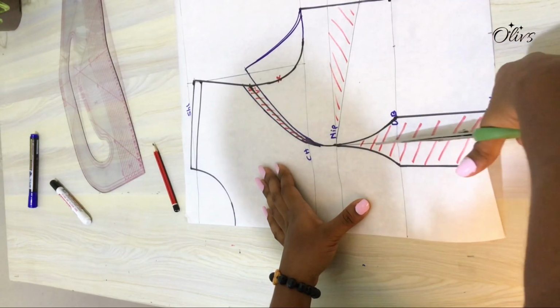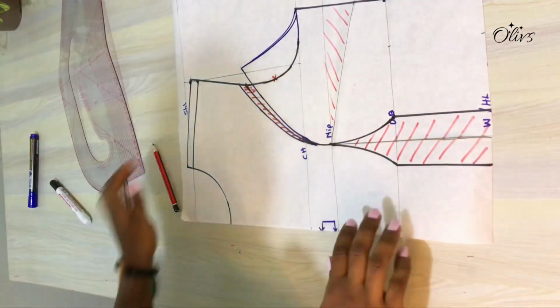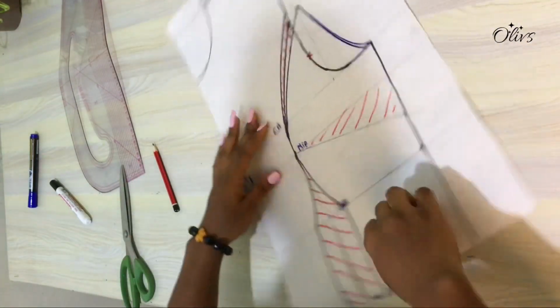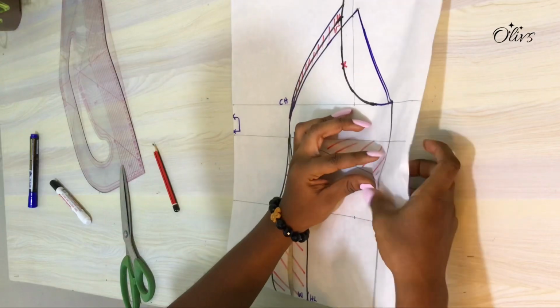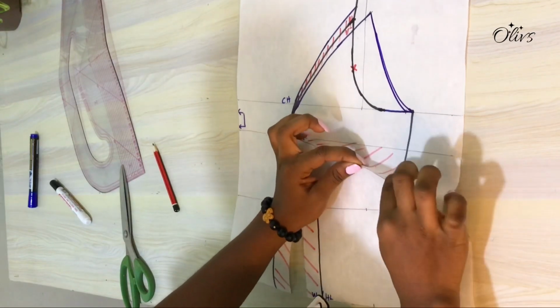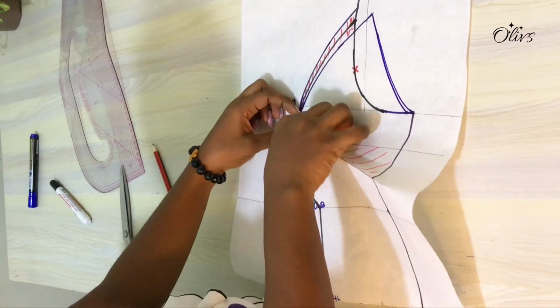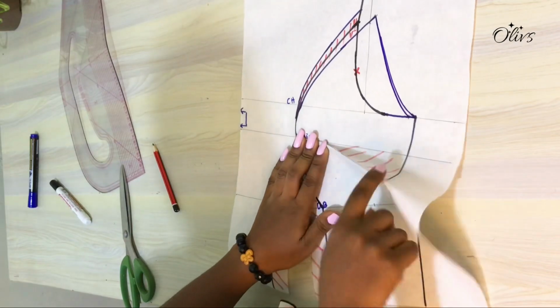So you do this and stop right at the nipple line, and this will give you ease to be able to close the dart. So pick one side of the dart, that's the dart leg, like this, and then fold it to meet the other dart leg on the nipple line.